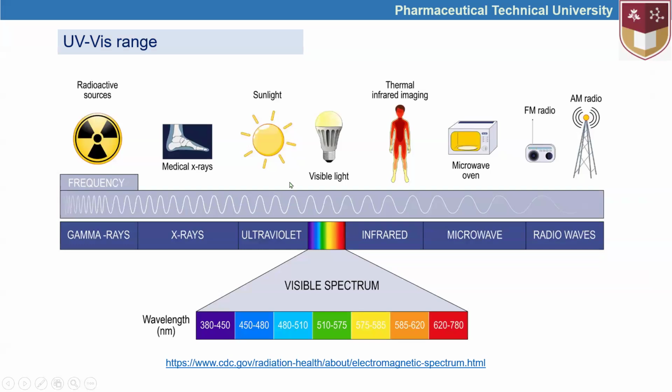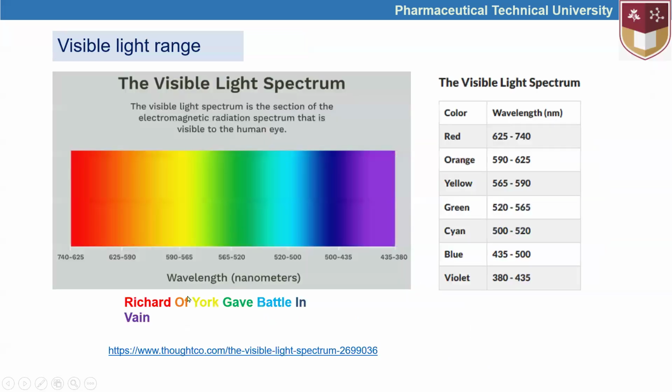We talked about this figure in our previous lectures. The relevance to this topic is that the visible spectrum plus some of the ultraviolet light closer to the visible spectrum is included in UV spectroscopy. It includes ultraviolet rays from 200 to 400 nanometers.